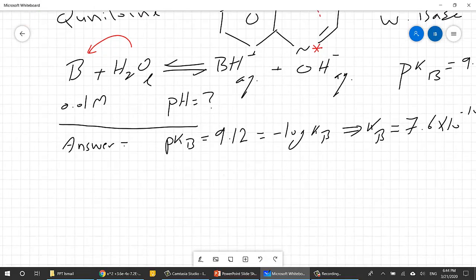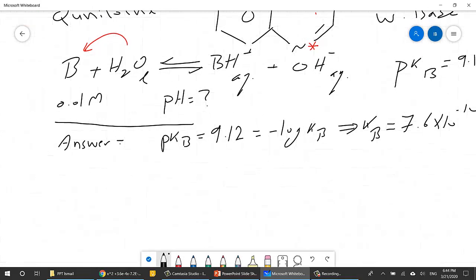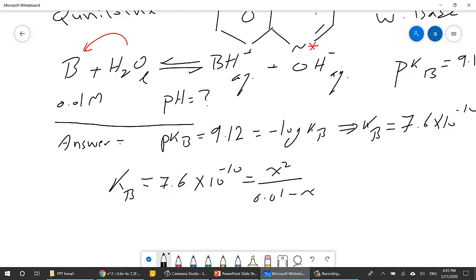I don't want to go over this ICE table again. You have to do the ICE table and everything. But after writing the ICE table, you will come to a situation where Kb, which is 7.6 times 10 to the minus 10, is equal to x squared divided by 0.01 minus x. Of course, x in this case is equal to the concentration of OH minus. If you are not with me here, go back to the previous question and see how I solved for the methylamine. It's the same thing. I'm just replacing methylamine with quinoline.